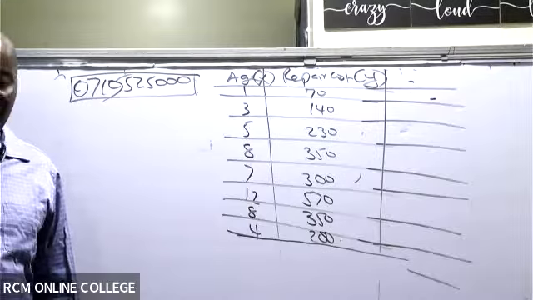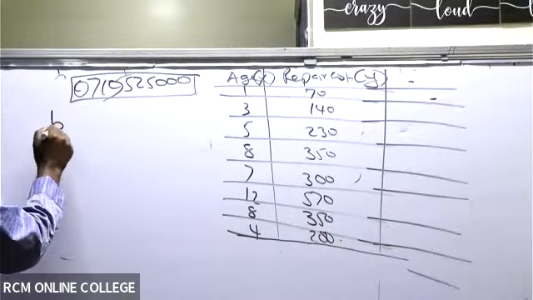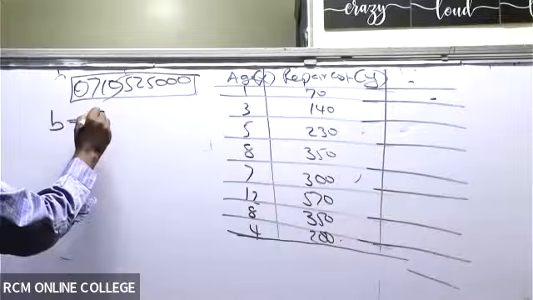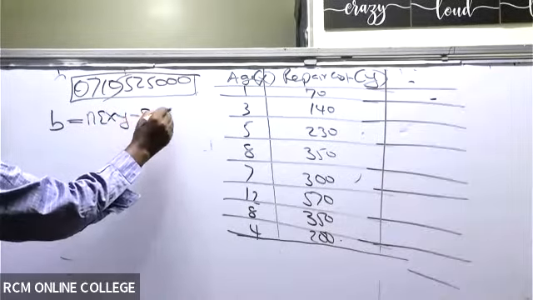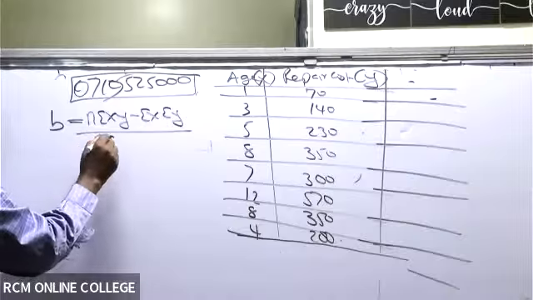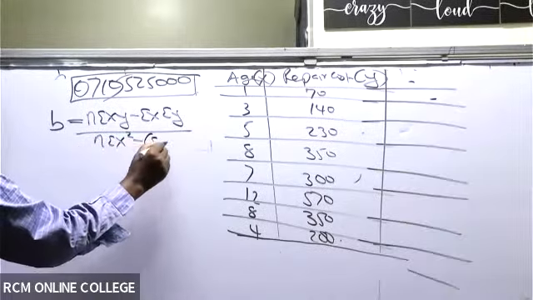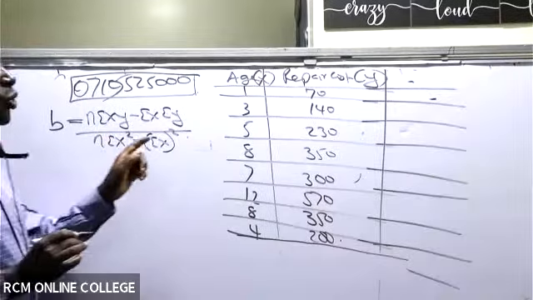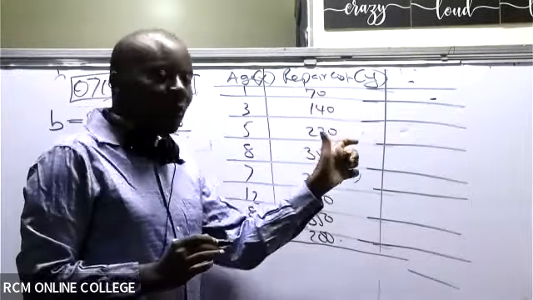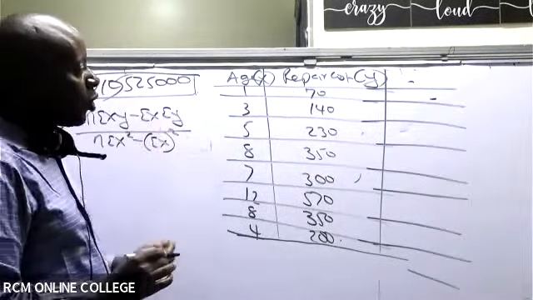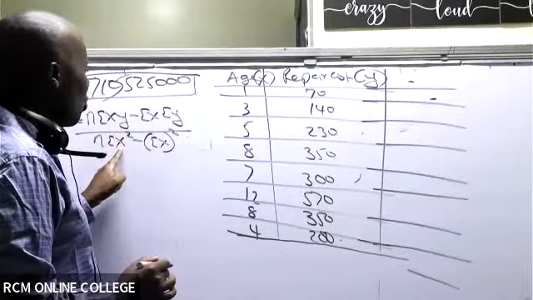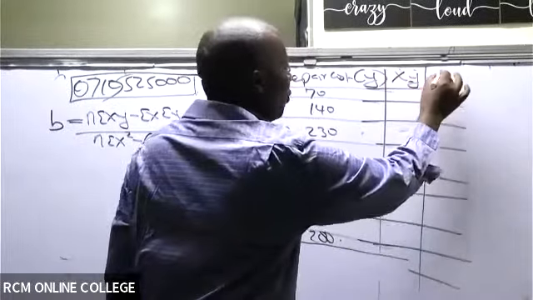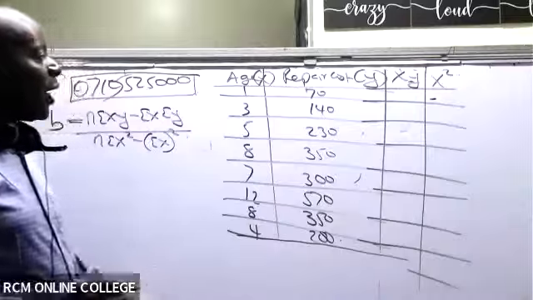So remember, what are we doing? We want to get the value of B. Because they have asked us to give them the regression equation, to get B we normally take n sum of xy minus sum of x sum of y, all over n sum of x squared minus bracket sum of x squared. You must cram that formula. So you must introduce two additional columns: a column for xy and a column for x squared. So xy means you're multiplying.